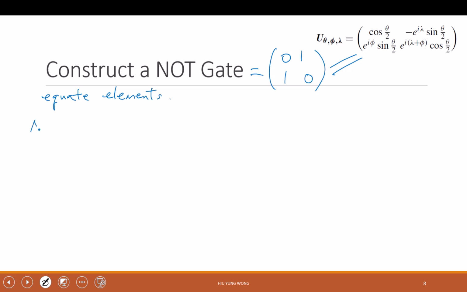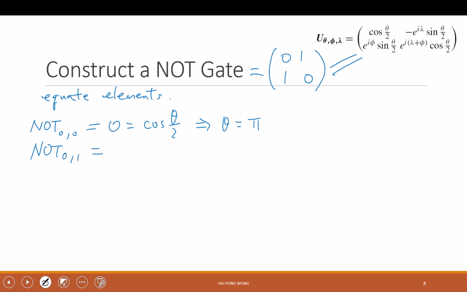The first element of the NOT gate, 0,0, is 0. It has to be equal to cosine theta divided by 2. So if cosine theta divided by 2 equals 0, what will theta be? Pi. Thank you. Good.